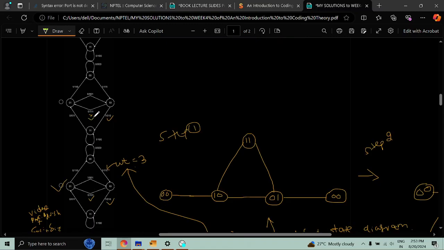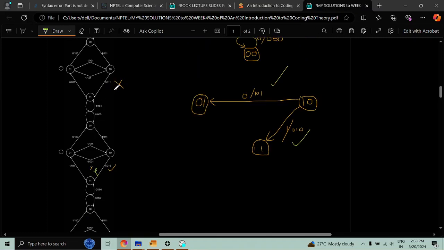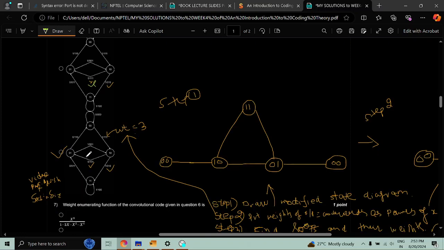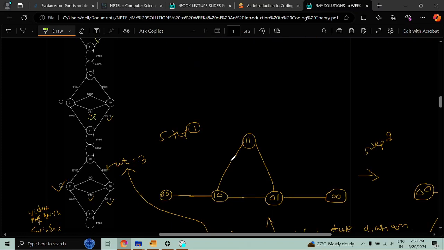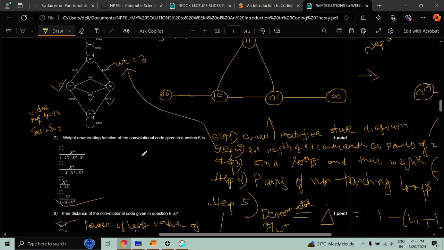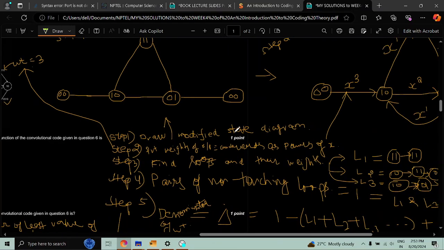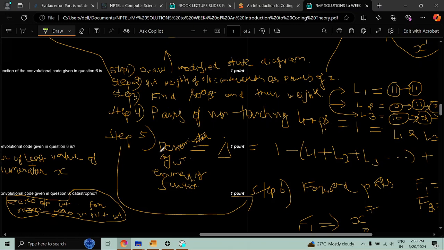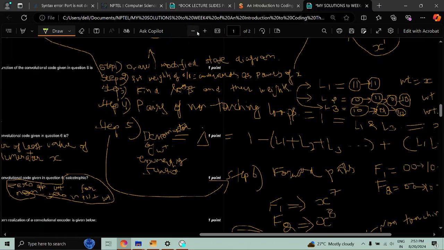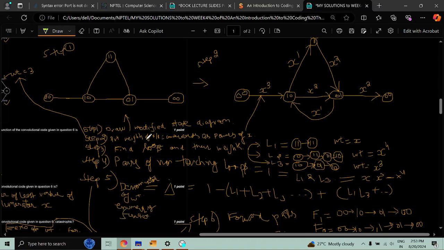Others have wrong values. So this is wrong, and so only in 2 checks one can make the correct identification. Then weight enumerating function: step 1 is to redraw it like this, draw the modified state diagram. Step 2 is, if you watch Sachin sir's lecture, you will be able to write all these steps and perform what is needed. So basically you draw this diagram and put weights.